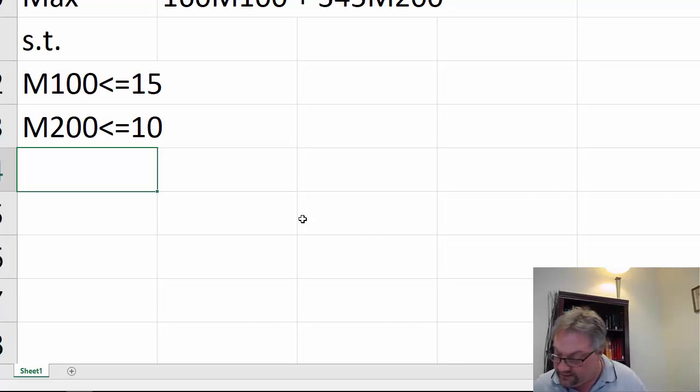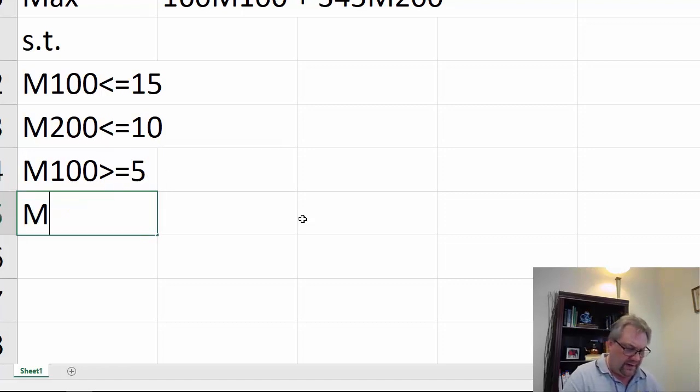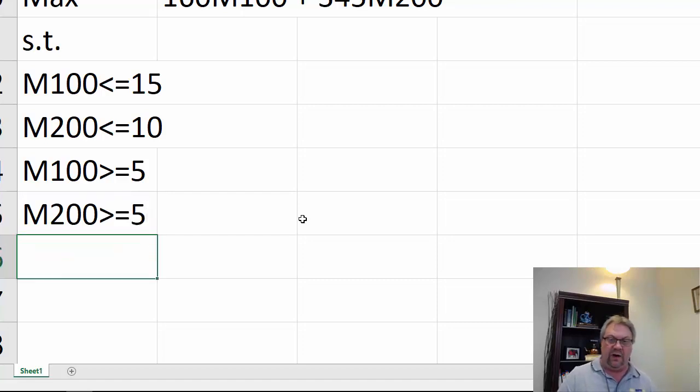And then, because of high setup cost, management requires that each machine must be operated for at least 5 hours. So therefore the M100 has to be greater than or equal to 5. The M200 has to be greater than or equal to 5 as well, right?